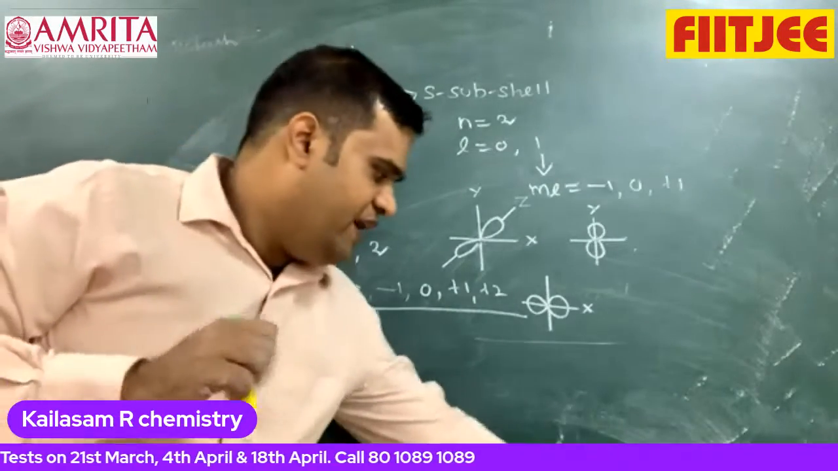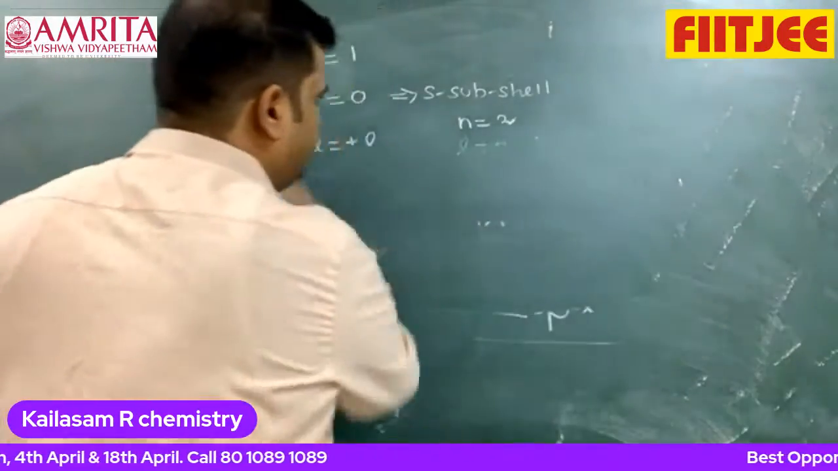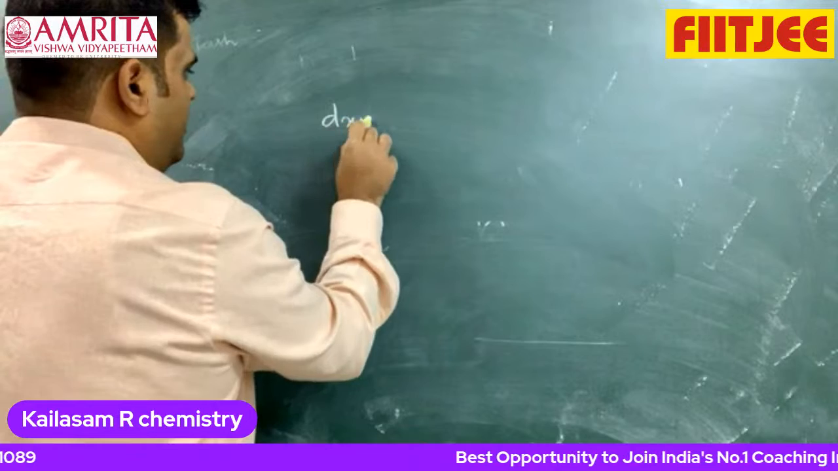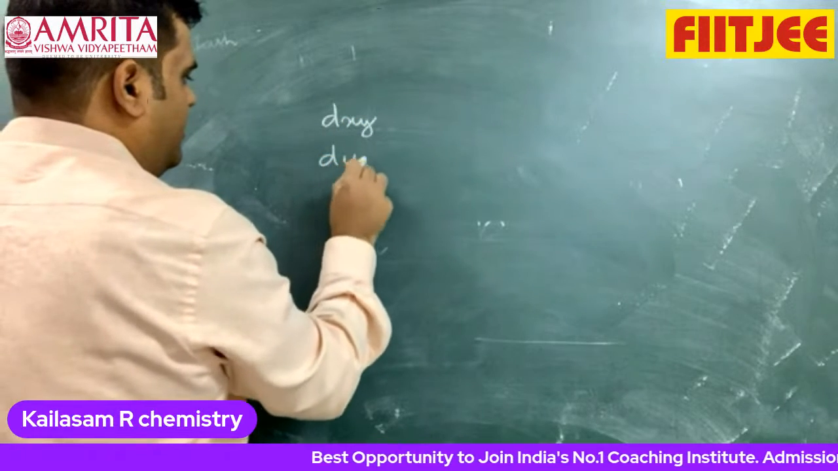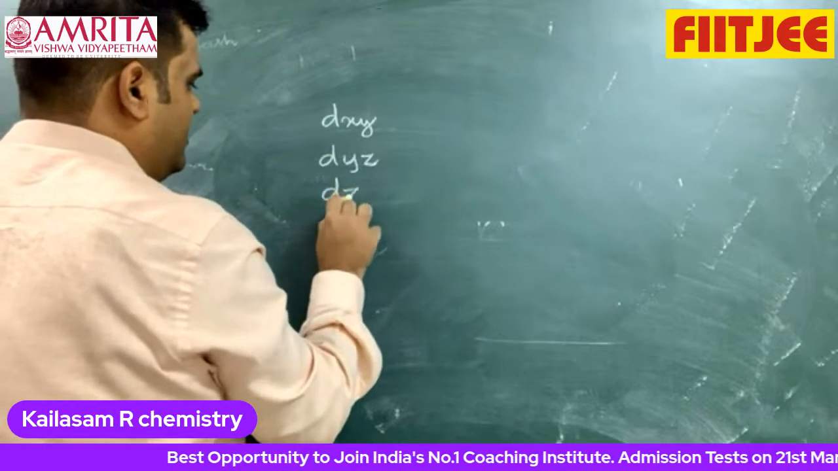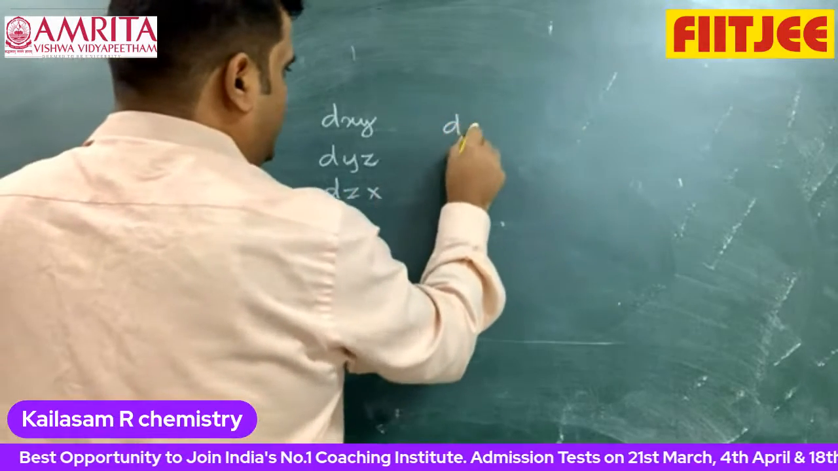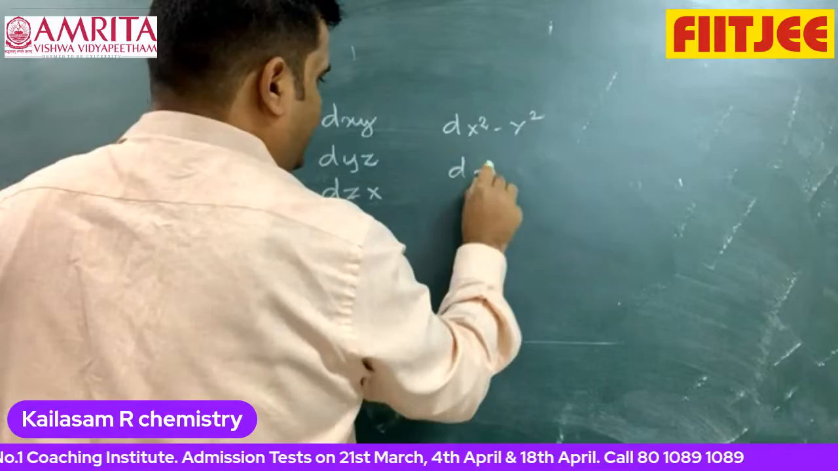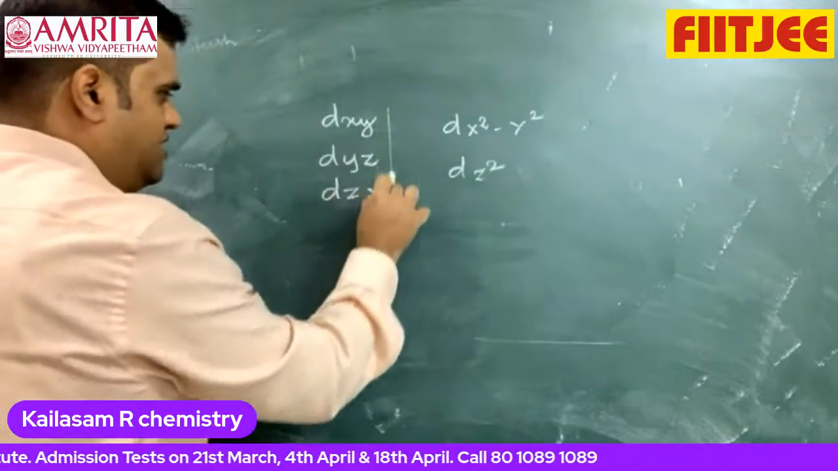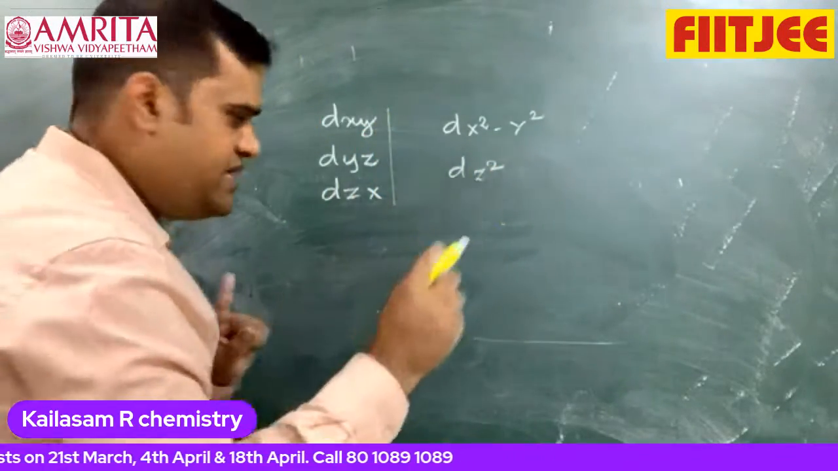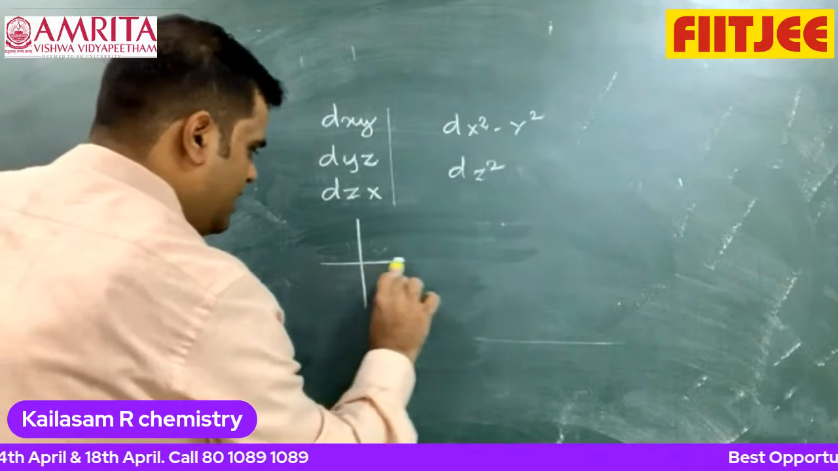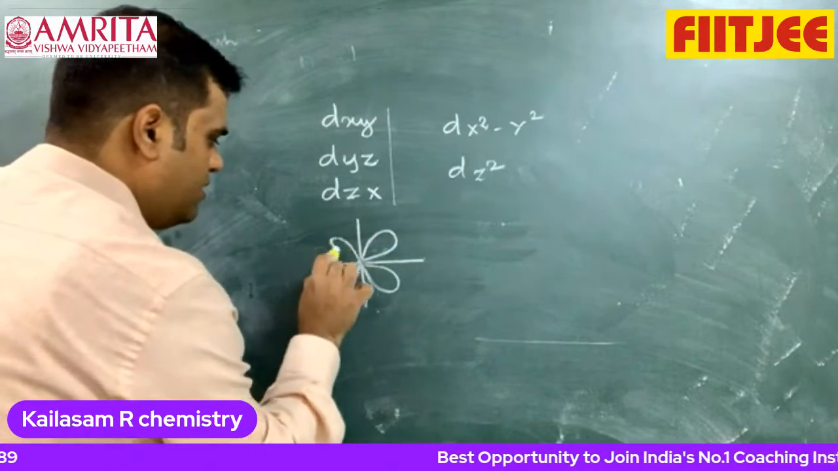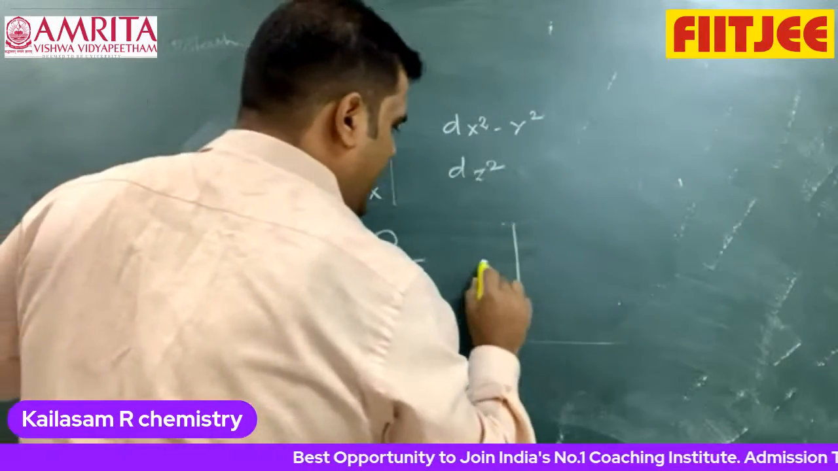What are they? The 5 d orbitals we can write as dxy, dyz, dzx, dx square minus y square, and dz square. That means these 3 orbitals are between the axes. They are double dumbbell shape. And these will be what? Along the axes.